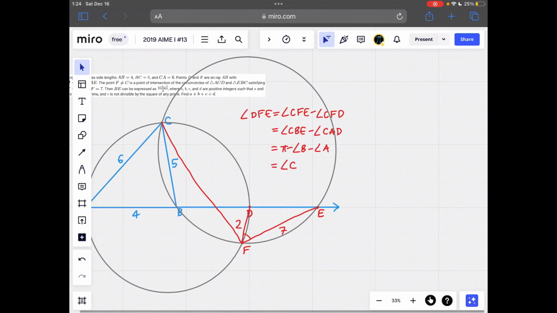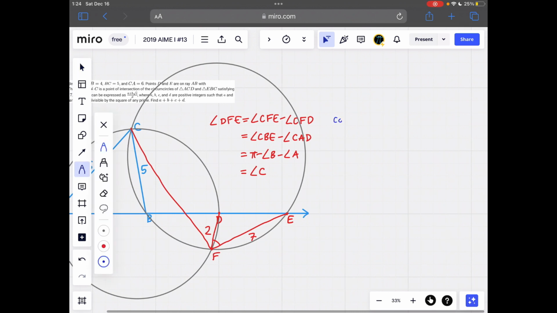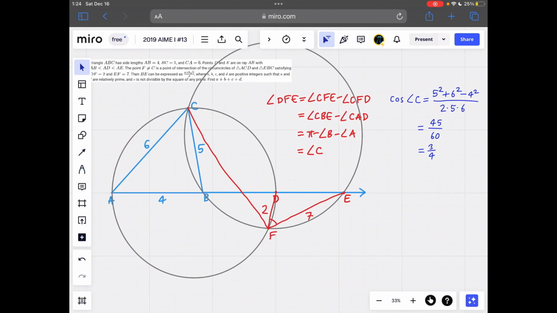We have the cosine of angle C is equal to 5 squared plus 6 squared minus 4 squared over 2 times 5 times 6. And this is equal to 25 plus 36, which is 61, minus 16, 45, over 5 times 12, which is 60. So 45 over 60 is equal to 3/4. So let's use 3/4 for the cosine of angle DFE.